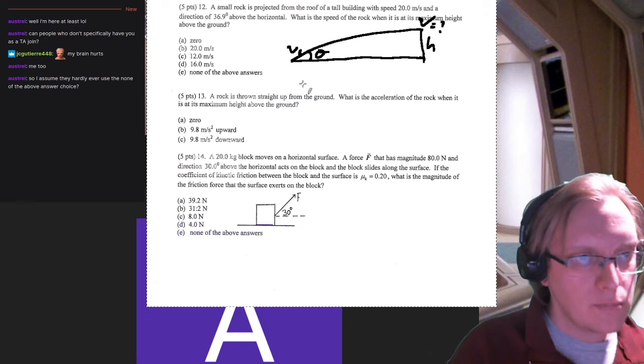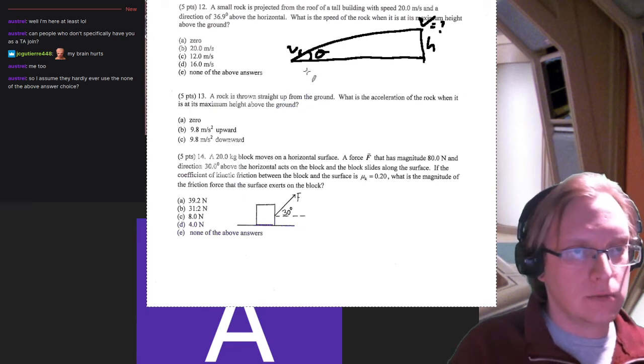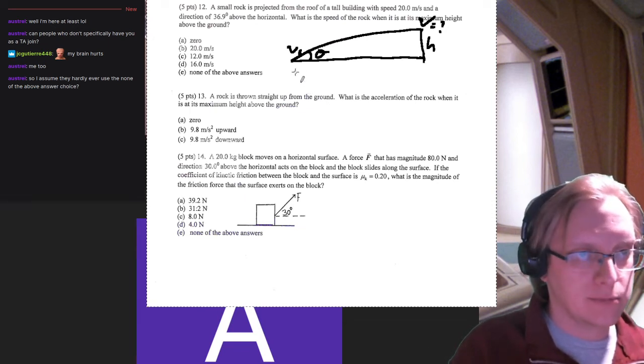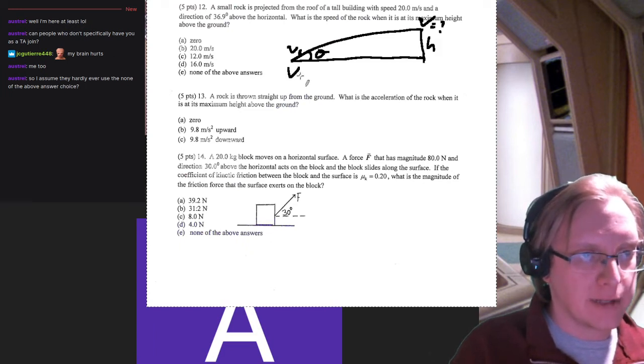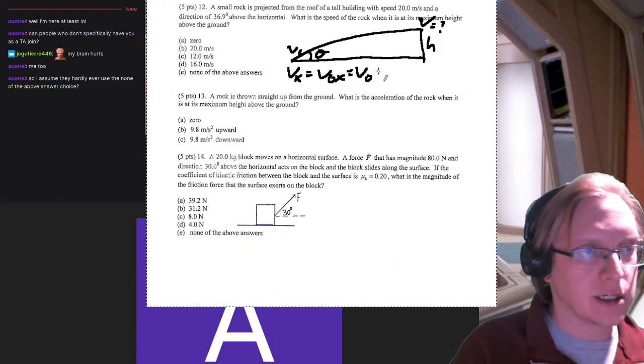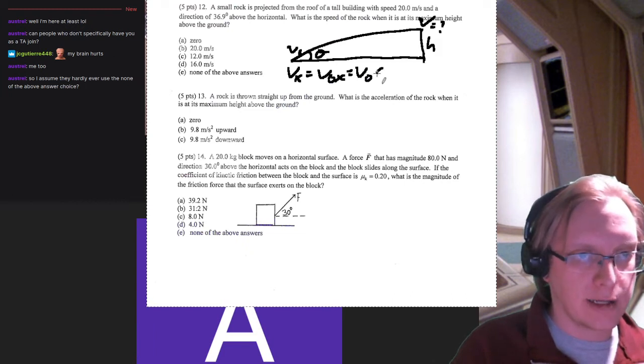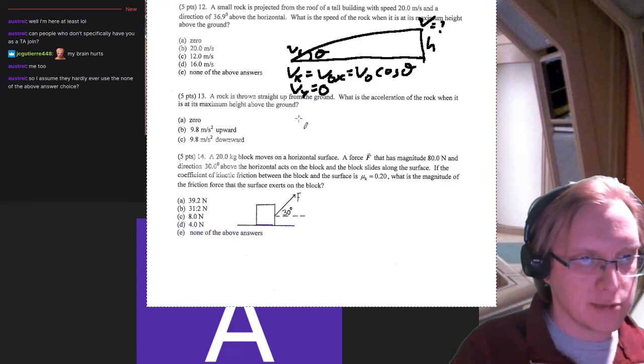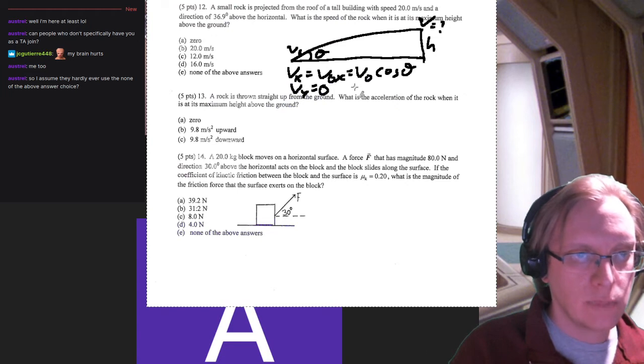Well, we can go about this a long way. We know that Vx is equal to V naught x, which is V naught cosine theta. And then Vy, we are at maximum height, it doesn't care what that is, that must be 0. All right.